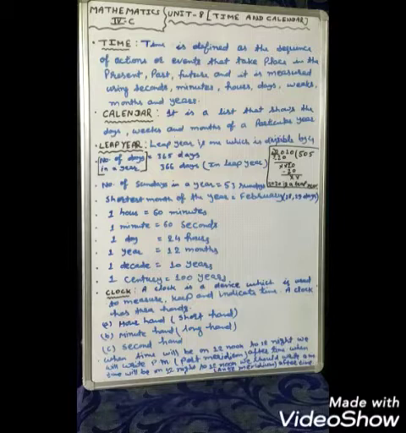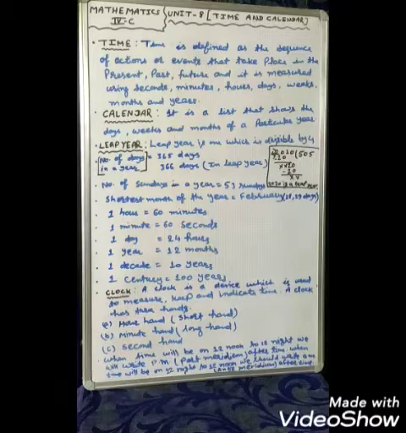Next, clock. A clock is a device which is used to measure, keep, and indicate time. A clock has 3 hands. Hour hand, that is the short hand. Minute hand, that is the long hand. And last, the second hand.